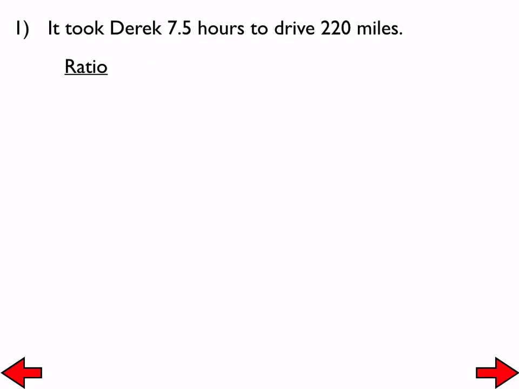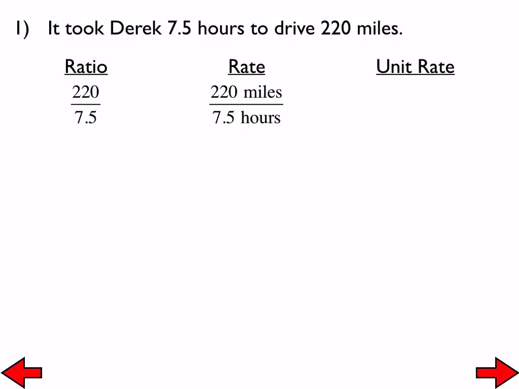So here's what we have. We have a ratio, we have a rate, and we're going to find the unit rate. So here's where you need to start filling things in. The ratio found within that problem, since we decided we're going to find miles per hour, would be 220 over 7.5. And that, given within the problem, is not simplified. And then from that ratio, we have the given rate within the problem, which is 220 miles for 7.5 hours. And in the first 3 problems, I'm having you write all 3 of these things down. Okay?